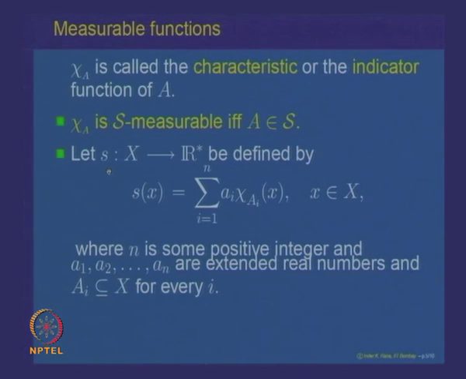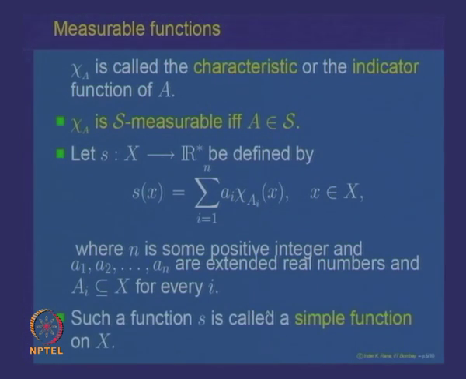Let us consider a linear combination of the indicator functions. Suppose s is a function defined on X, say that s of x is equal to the sum of a_i times the indicator function of a set A_i evaluated at x, i equal to 1 to n. So, look at sets A_1, A_2, up to A_n, subsets of X, look at their indicator functions and take a linear combination of them, a_i times the indicator function of A_i. Such a function is called a simple function on X.